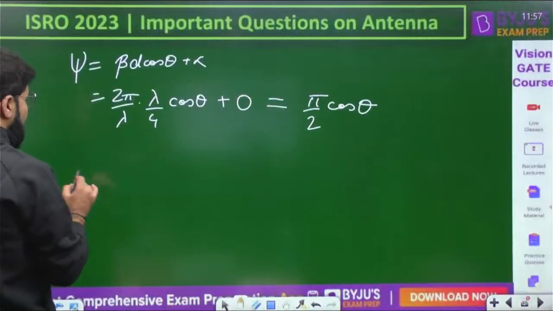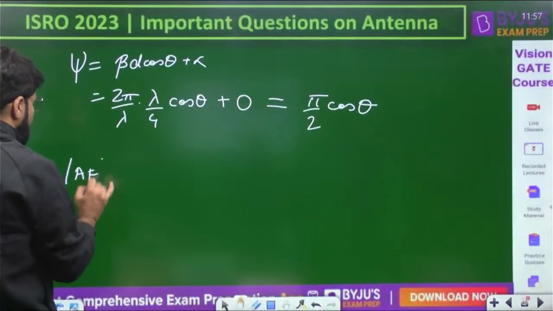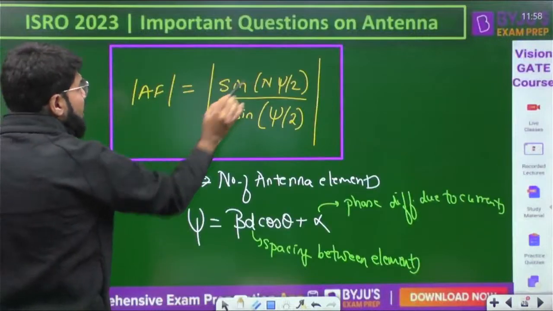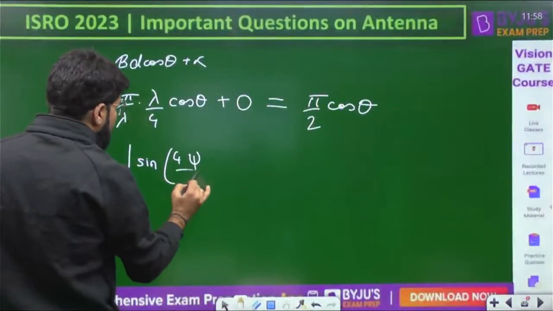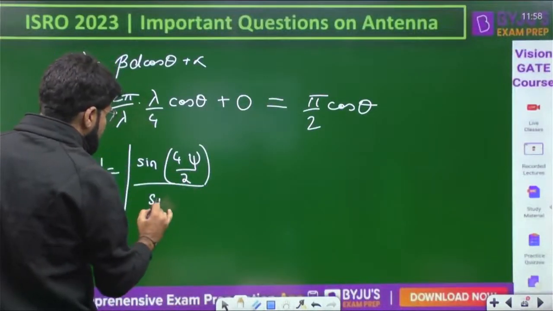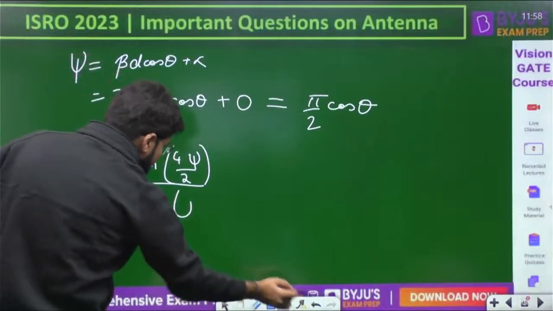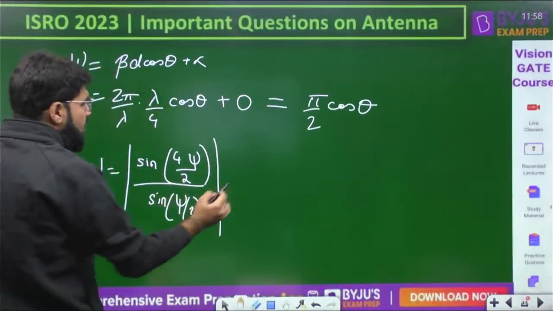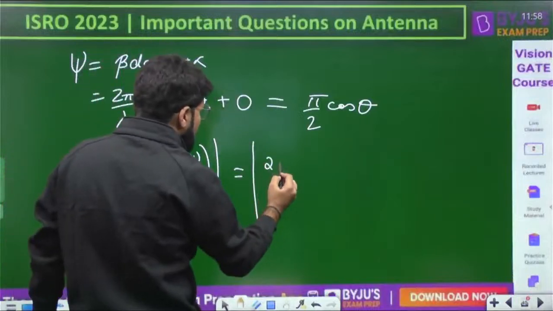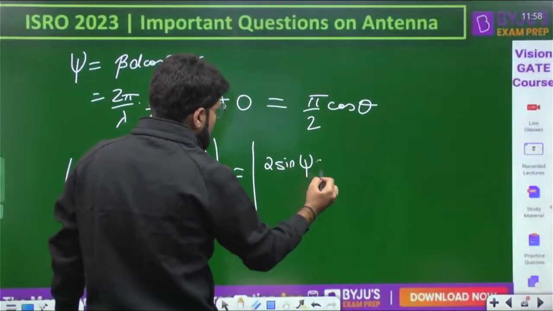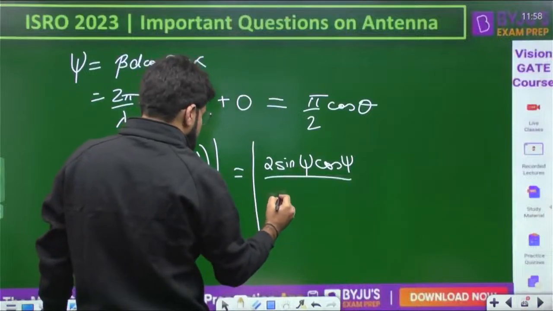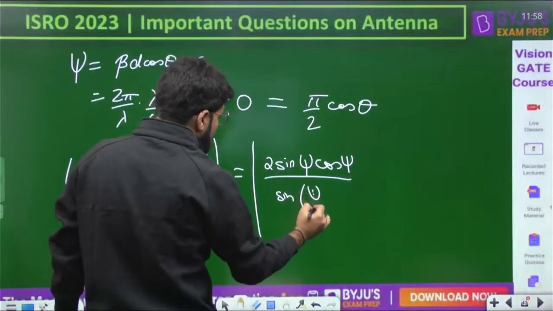Okay, so now we come to the array factor. First let us simplify. What is the modulus of the array factor? It is given by modulus of sin(N xi by 2) upon sin(xi by 2). Putting N equal to 4, we get sin(4 xi by 2) upon sin(xi by 2). First we will simplify this. This is sin 2 xi, and sin 2 xi will be 2 sin xi cos xi, divided by sin xi by 2.